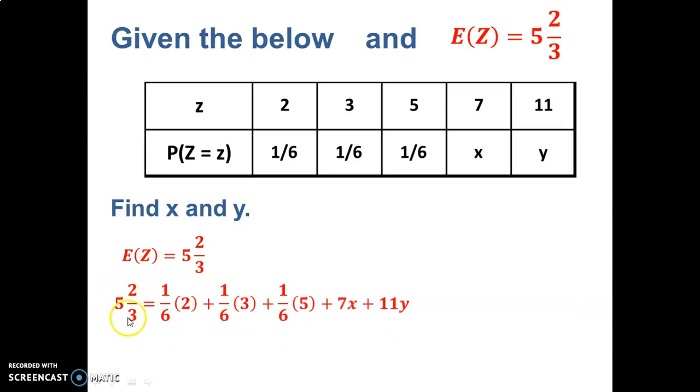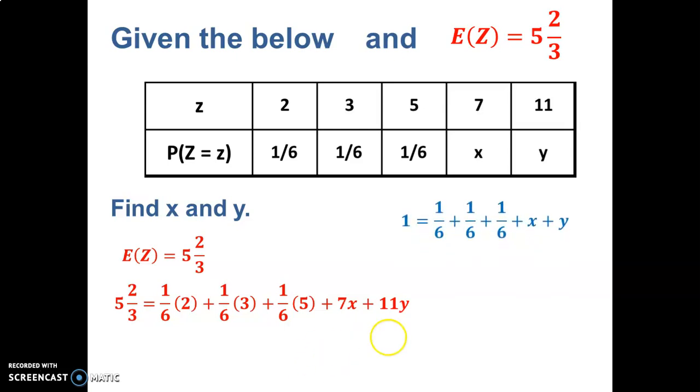So 5 2/3 is 1/6 times 2 plus 1/6 times 3 plus 1/6 times 5, on and on with x and y. But this equation has 2 variables, so we can't solve it. So that already tells you right away you're going to need two equations in order to solve 2 variables, to do some substitution. So is there a second equation we can create here? Think back to our last lesson, our last video. What did we learn about probability tables there? That's the key to solving this one.